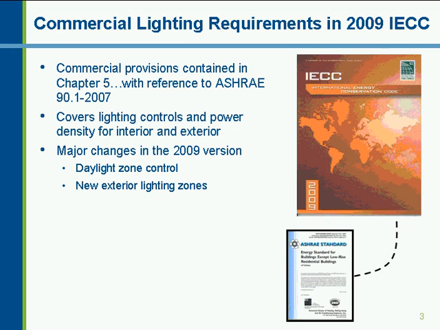This Section 5 includes lighting, of course, and it covers lighting controls and power density for both interior and exterior. And there are some major changes in the 2009 version, which we will cover here as well, two of them being some daylight zone control requirements and some new exterior lighting requirements, an expansion of those exterior requirements into zone applications instead of one single application.